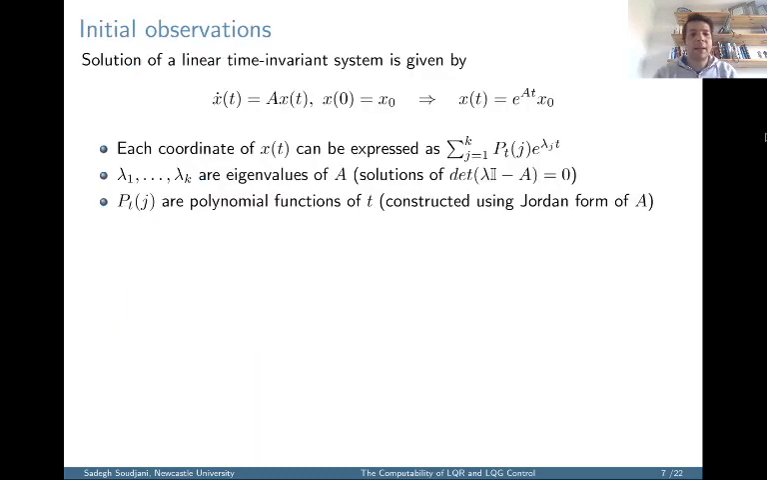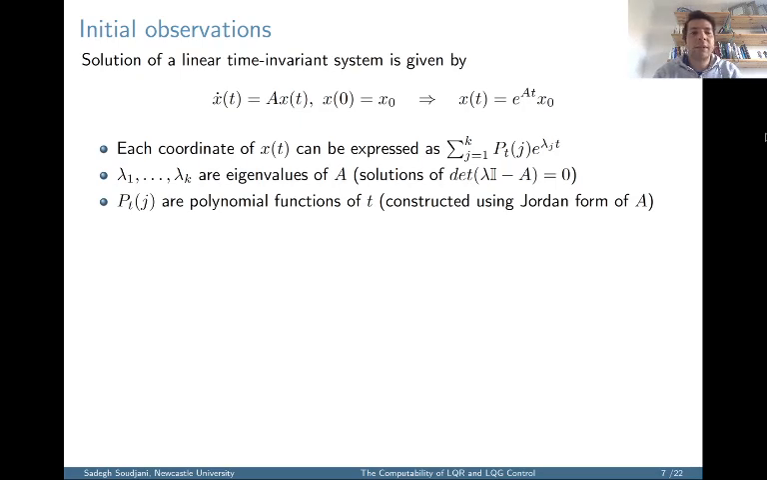Let's start from the linear time invariant system, x dot equal to A times x. The initial condition is x0, and we know there is a closed form for the solution of this system. The trajectory at any point in time is given by e to the power At times x0. So e to the power At is just the exponent of a matrix, which is multiplied by x0 to give us the value of the trajectory at time t.